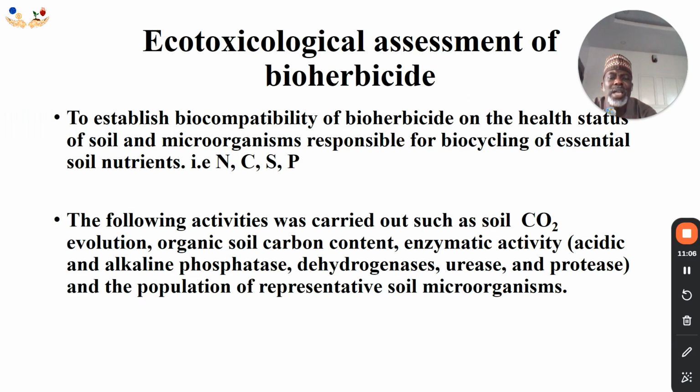And we went further to establish the ecotoxicological assessment of the bioherbicide, in order to establish the biocompatibility of the bioherbicide with the health status of the soil and the microbial mechanisms responsible for recycling essential nutrients like nitrogen, carbon, sulfur, and phosphorus. We also performed activities like CO2 evolution, organic soil content, enzymatic activities like acid and alkaline phosphatase, dehydrogenase, urease, and protease, and the population response of each soil microorganism.